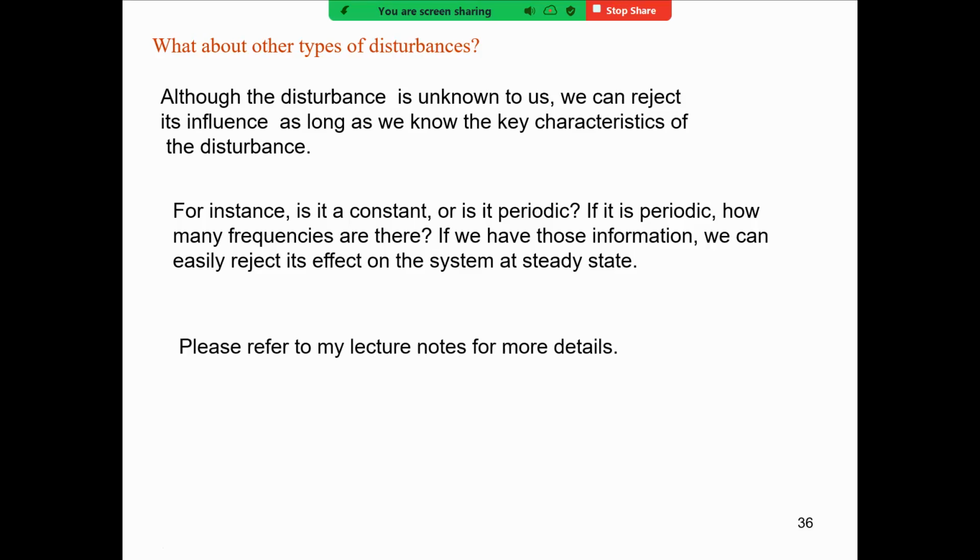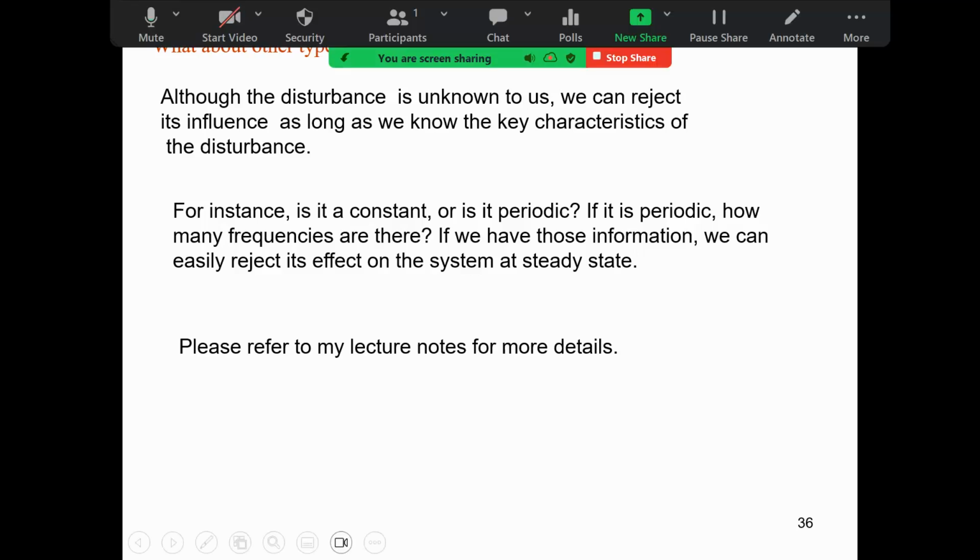Okay, once again, that's why at the beginning I gave you the lecture notes. You have to read them when you try to solve the problems in my assignment. You have to read my lecture notes, not only my PowerPoint slides, because I mentioned I don't have time to cover all the details. Some of the details can be found in my lecture notes. So for other types of disturbance, you want to know the answer? Read my lecture notes.